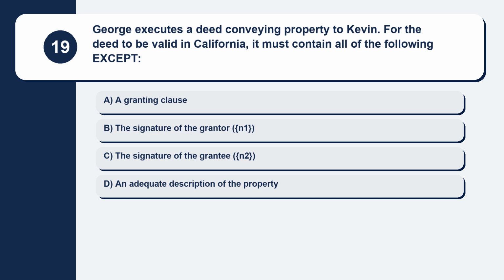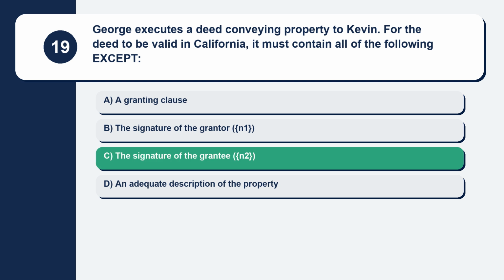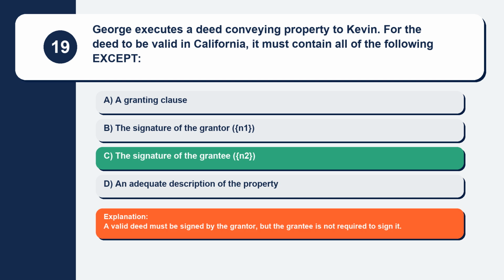Question 19. George executes a deed conveying property to Kevin. For the deed to be valid in California, it must contain all of the following except. Here are your options. Option A, a granting clause. Option B, the signature of the grantor. Option C, the signature of the grantee. Option D, an adequate description of the property. The correct answer is option C, the signature of the grantee. Explanation: a valid deed must be signed by the grantor, but the grantee is not required to sign it.